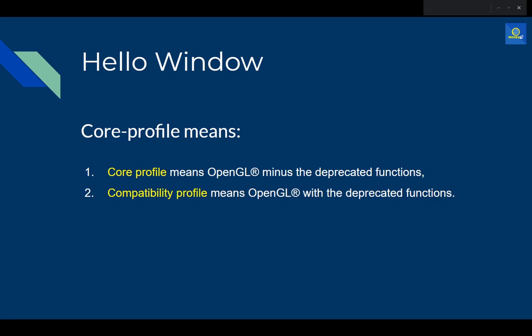Now since version 3.0 of OpenGL, the concept of deprecation was introduced. The idea was simply to remove old functionalities of OpenGL. 3.1 is the version where we officially have the core profile normally. We also have another way, which is the compatibility profile. In this one, you simply have the core profile plus the deprecated functionalities.